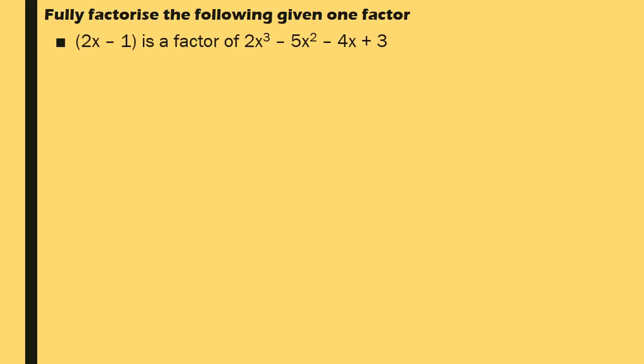So if I do that, what I'm going to do is write down a little polynomial division sum. So 2x minus 1, and I'm going to divide it into 2x cubed minus 5x squared minus 4x plus 3.